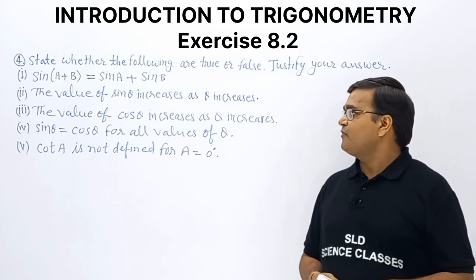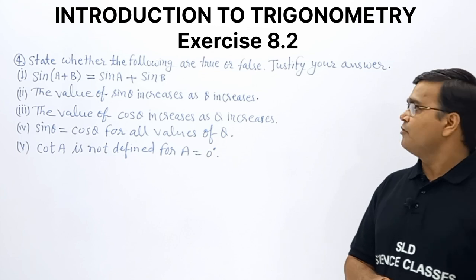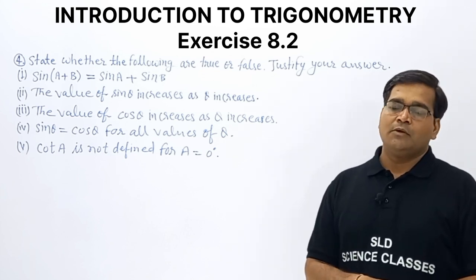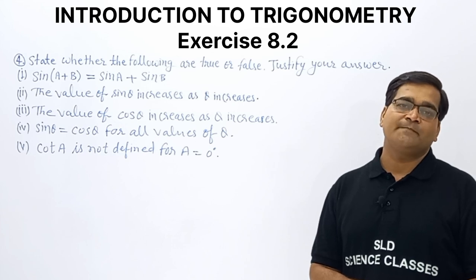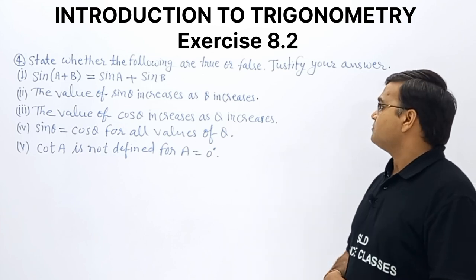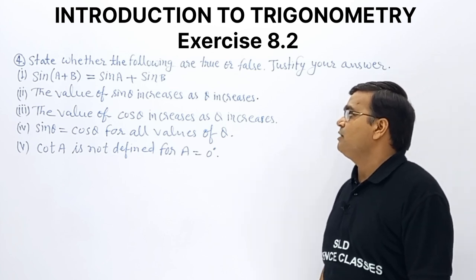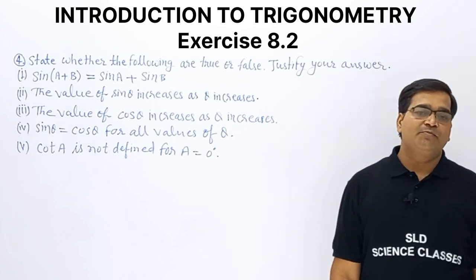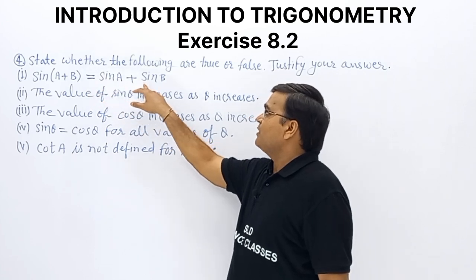So, we are having 5 questions. Which one is true or which one is false? We will read and justify our answer. Clear? So, what is the first question? First question, we are having sine A plus B. Observe, sine (A + B) equal to sine A plus sine B.